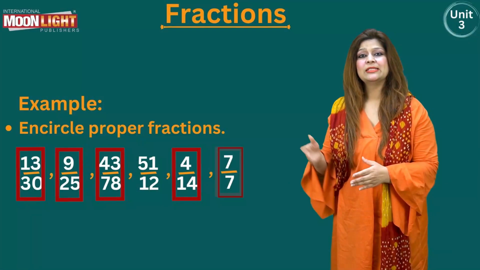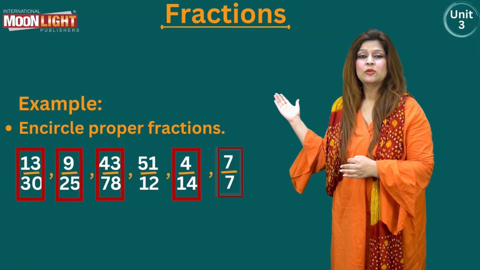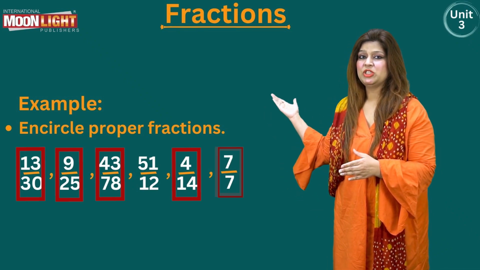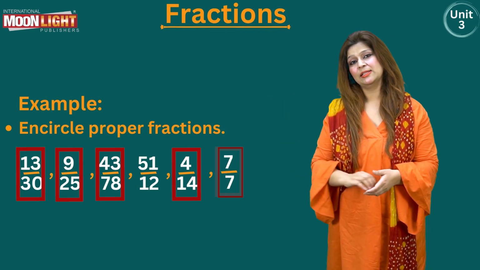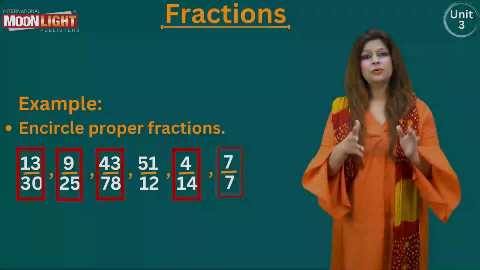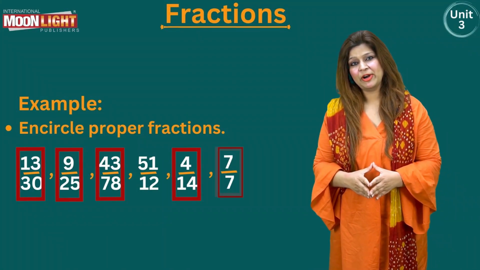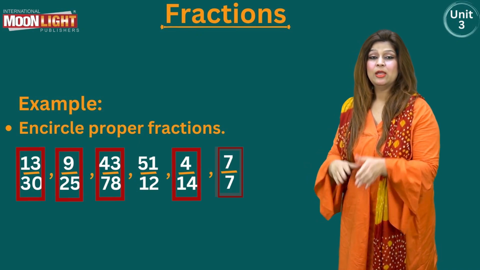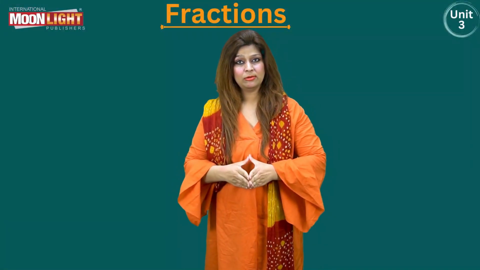The next one is 7 by 7. Here you can also check that this fraction, 7 over 7, is also what? An improper fraction. So we are not going to circle that. Do remember the definition of a proper fraction, then the definition of an improper fraction will be easier for you guys. Okay, so in this way you are going to solve the questions.